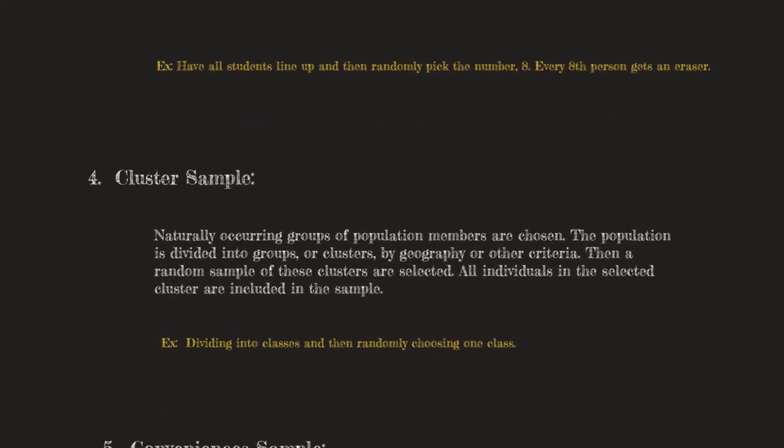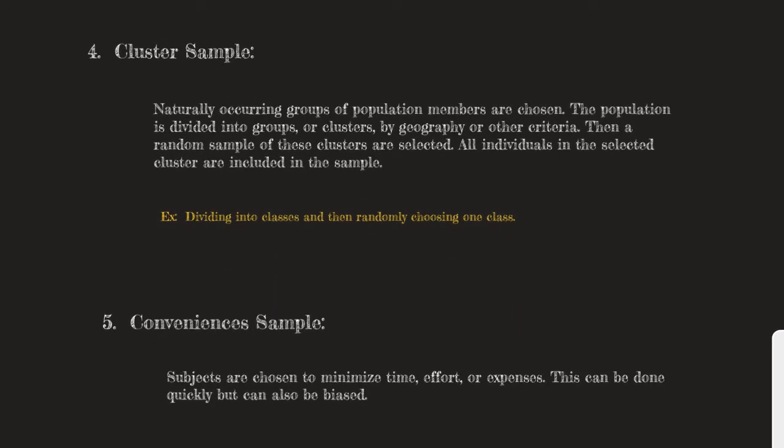The fourth type is called a cluster sample. Naturally occurring groups of population members are chosen. The population is divided into groups, or what we call clusters, by geography or different kinds of criteria. Then a random sample of these clusters is selected, and all the individuals in the selected cluster are included in the sample. So an example might be taking all of our students and putting them into classes and then randomly choosing a class. It's a naturally occurring group because that class has already been created.